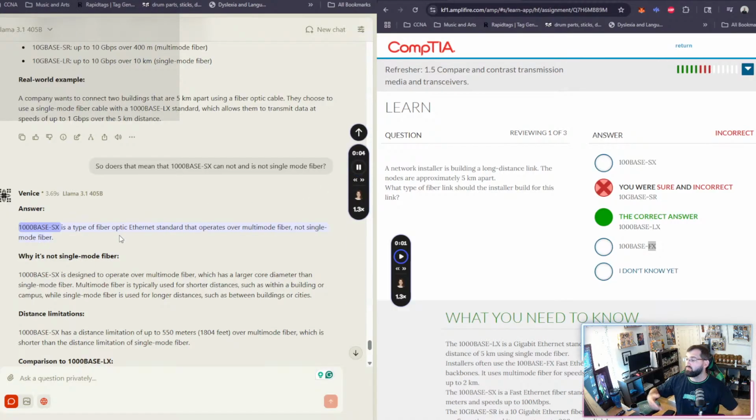1,000 base SX is a type of fiber optic Ethernet standard that operates over multimode fiber, not single mode fiber. I fixed it. You want to know why? Because I'm the greatest technician that's ever lived. Okay, I love that guy.